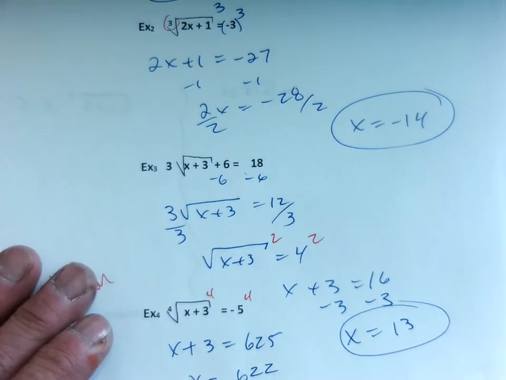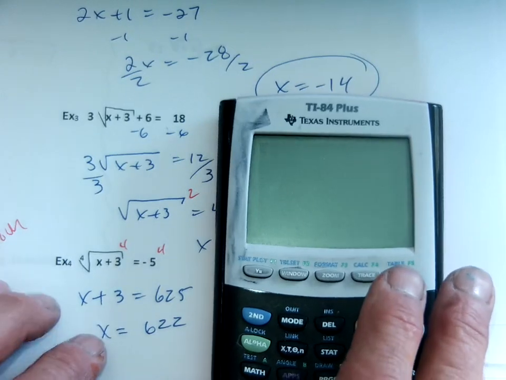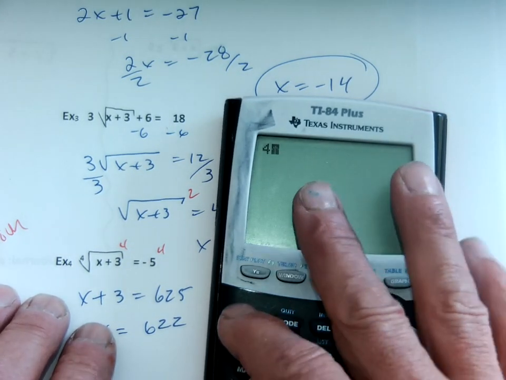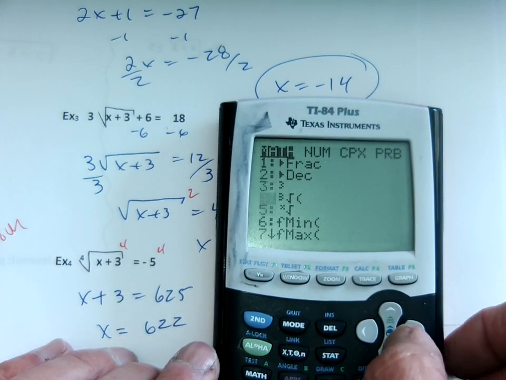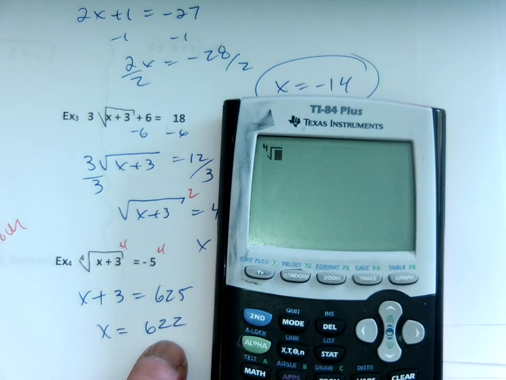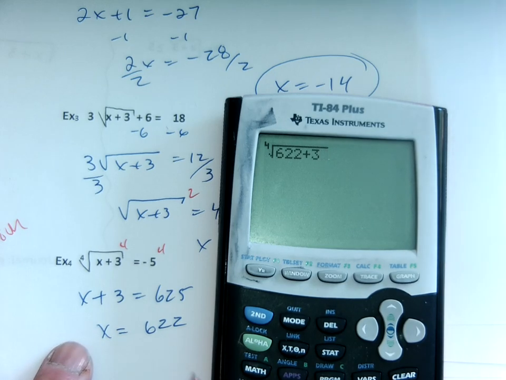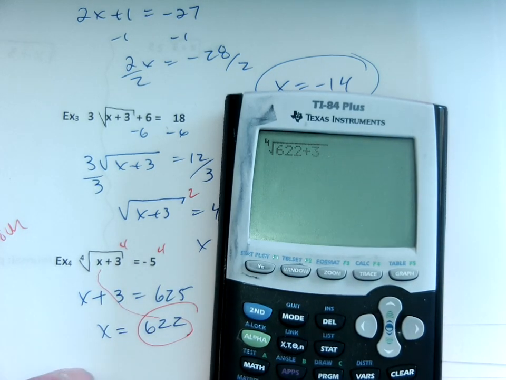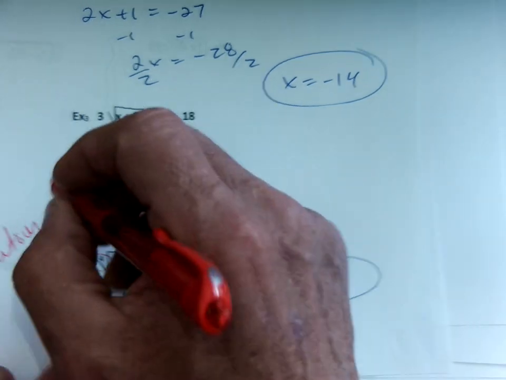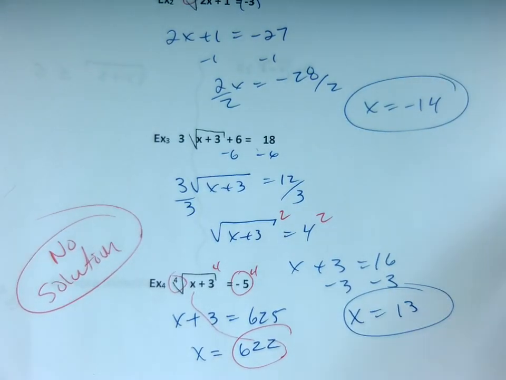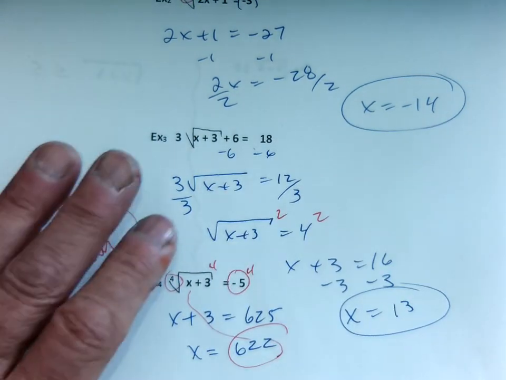622. So if I check this, I'm going to plug it in. The fourth root of 622 plus 3. If I plug it in, I should get -5, right? No, I get 5, not negative 5. So I know that this is not a solution. I knew that from the beginning because any even root cannot equal a negative number, so no solution. And I plugged it in to show you that it doesn't work. Okay, all right. Turn the page.